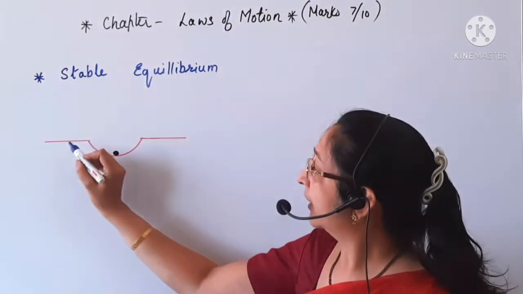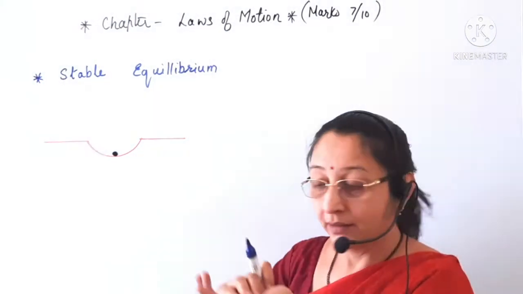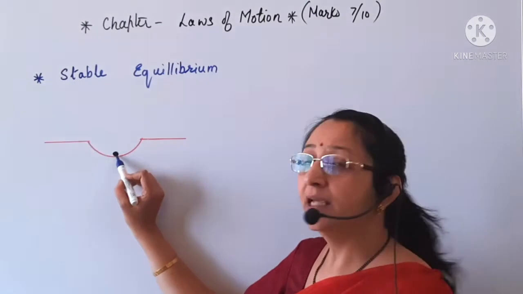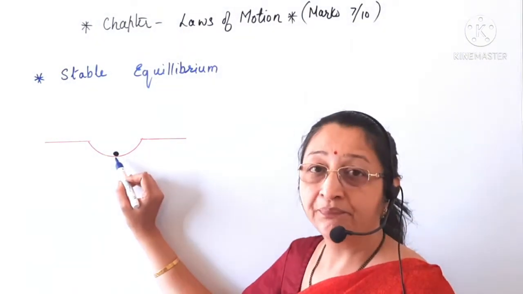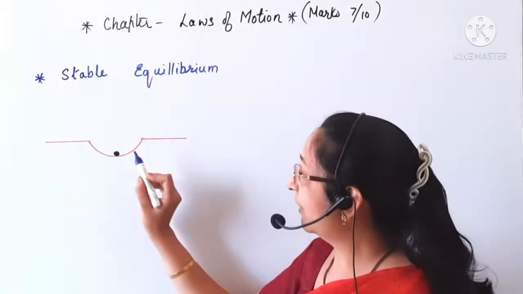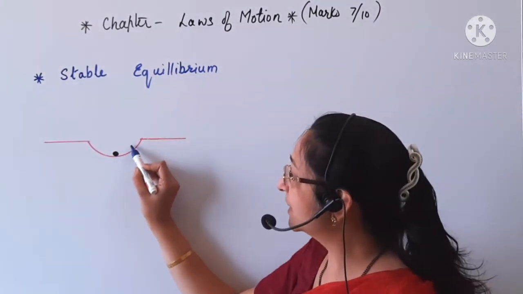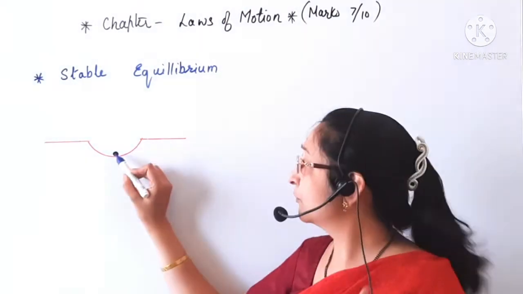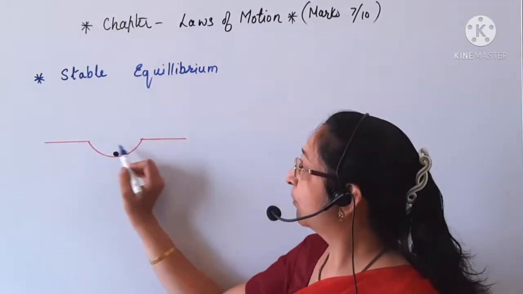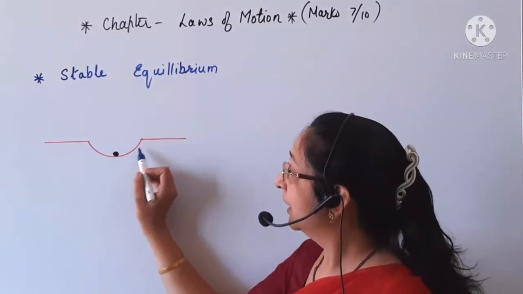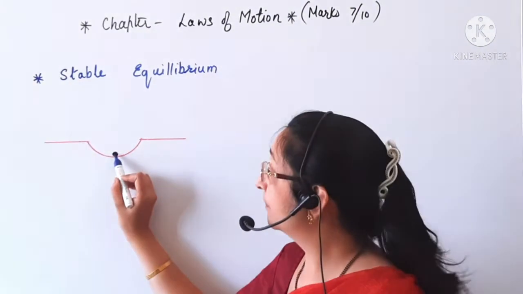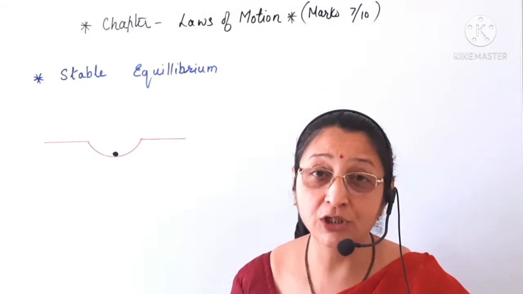Here we are considering this convex part and there is a ball inside it. So this ball is in equilibrium. Now if I try to disturb its position, if I move this ball from this position to this position, or this position, and I again leave the ball, what will happen? The ball will move from here to here, and then again it will come and stop at this position.